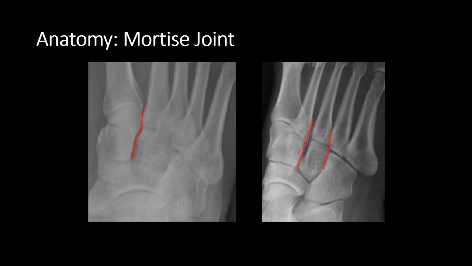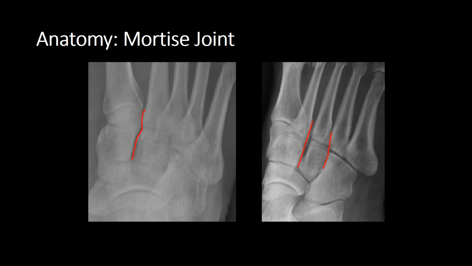We are familiar with the mortise joint in the ankle, but the foot also has a mortise joint which is at the base of the second metatarsal. The base of the second metatarsal is recessed between the medial cuneiform and the lateral cuneiform. We need to scrutinise this area very carefully because you can get a fracture dislocation to this region called the Lisfranc fracture dislocation. And sometimes it's only subtle changes in alignment that will alert us to this underlying injury.